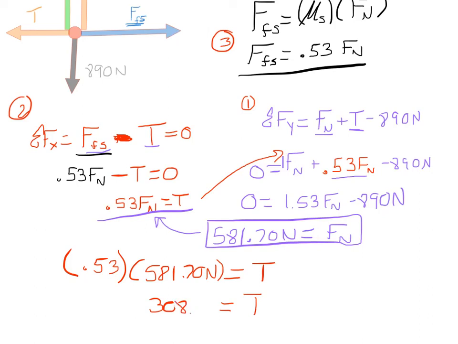That means he can exert 308.3 newtons and it won't break the force of static friction. But the moment he exerts more than 308.3, the static friction is going to break and the clown will fall.